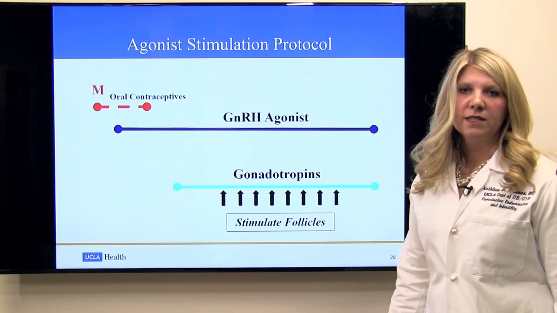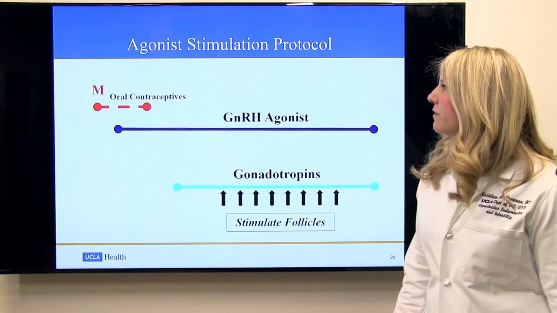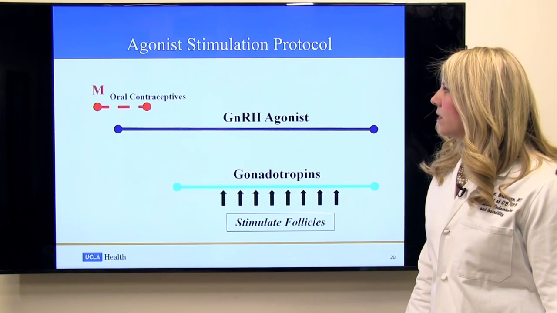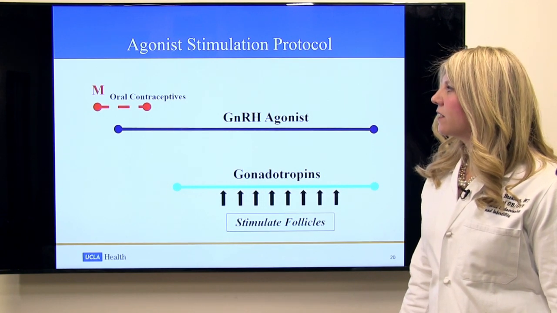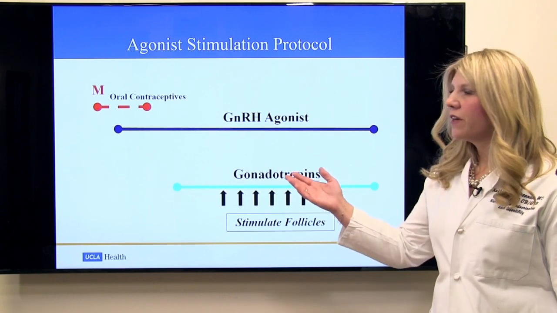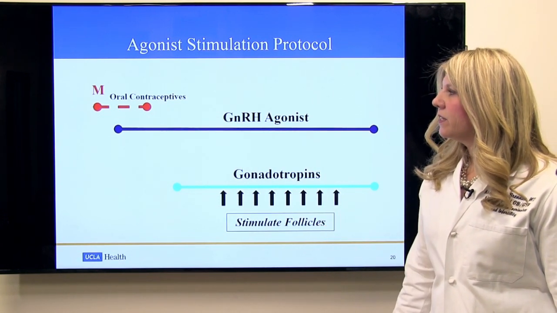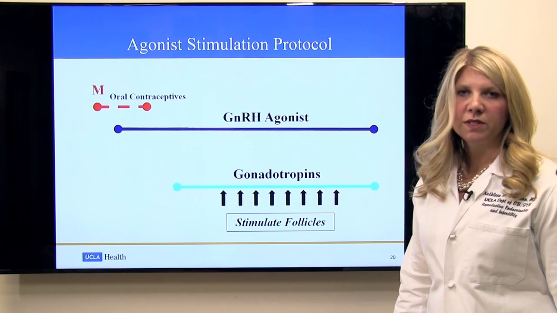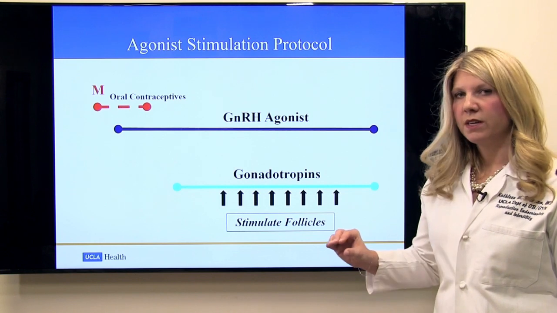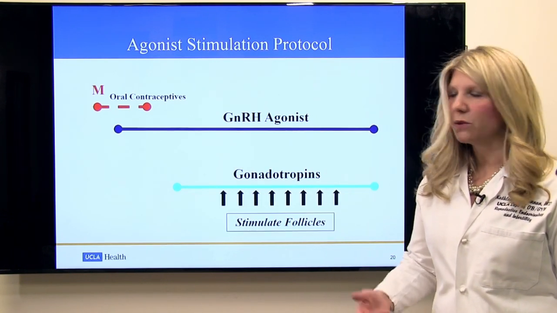There are various protocols that we can use in order to obtain eggs via IVF. One of the protocols, the older protocol, is called the agonist or long agonist stimulation protocol. Here the M denotes menses, so that's when the period starts. And on the second or third day of the period, we'll start oral contraceptive pills in order to suppress the ovaries so that a follicle does not mature on its own.